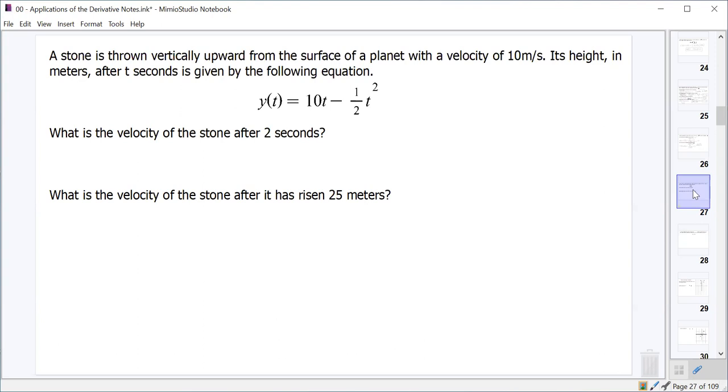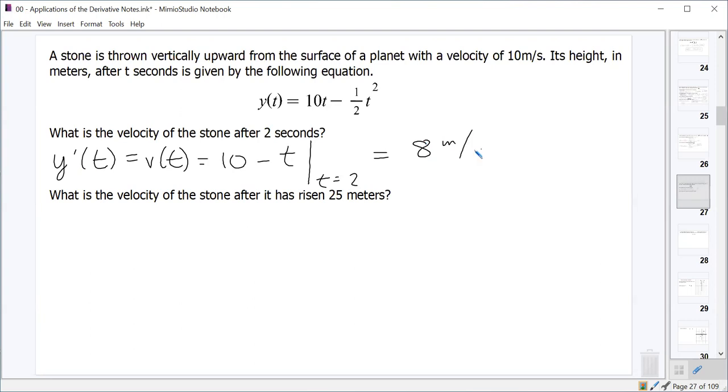And if we're looking for the velocity of the stone after 2 seconds, we just need to find y prime of t, or v of t, which is just 10 minus t. And we'll evaluate that at t equals 2, giving us 8 meters per second.